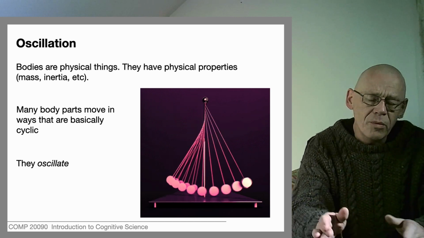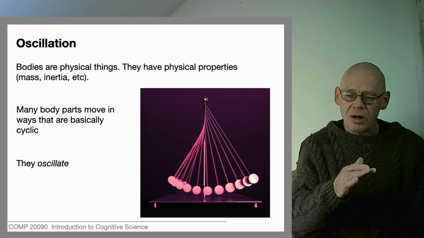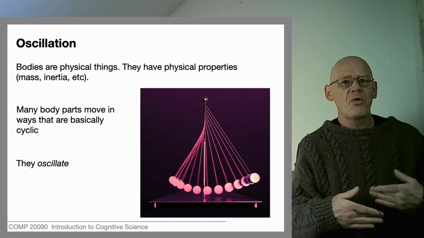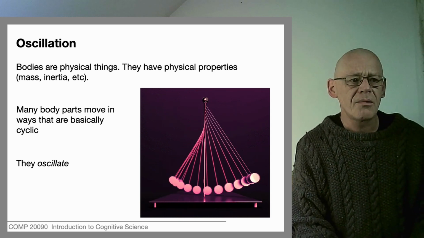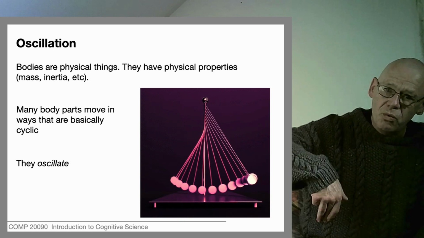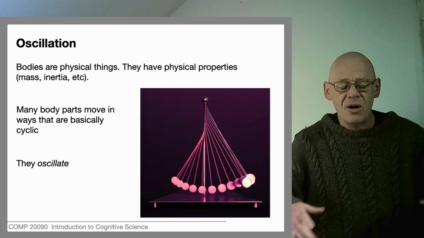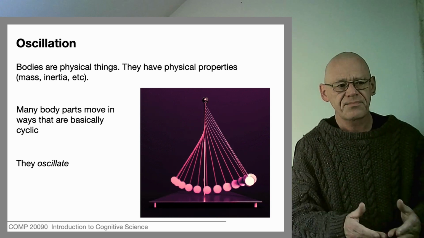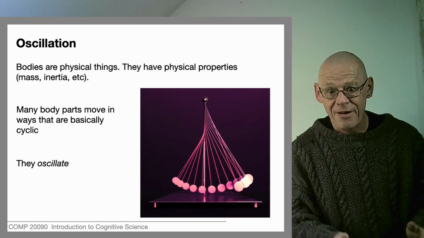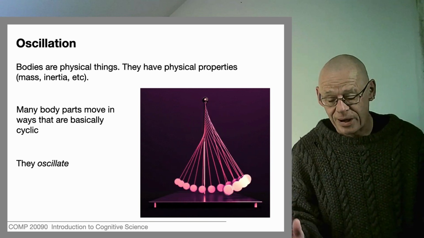And whether we're talking about jellyfish or bats or worms or us, most locomotion movements, most movements involved in getting around in the world are more or less cyclic. They go through cycles, so your legs go back and forth as you walk, and the wings go up and down, and the jellyfish pulses. So oscillation is what heavy bodies do under gravity anyway.